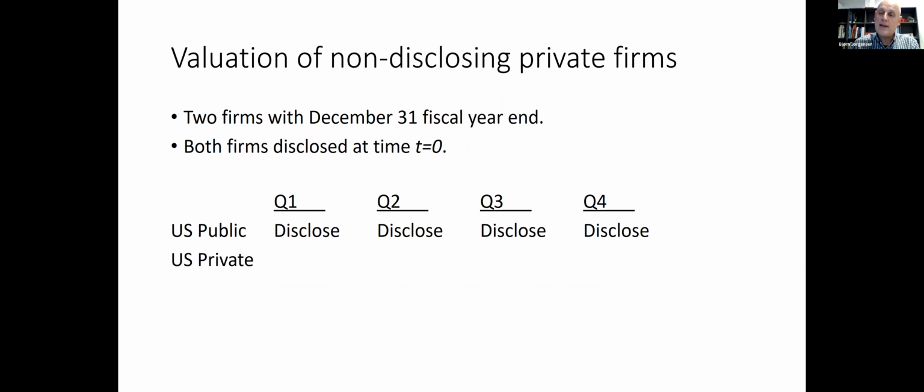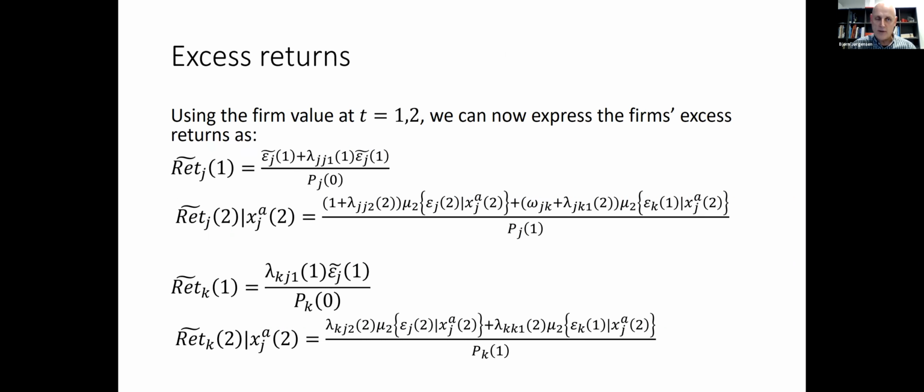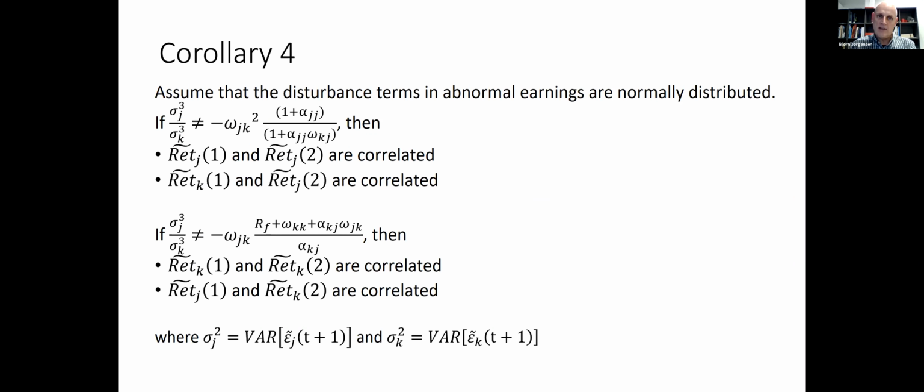But we show that, even though the private firm doesn't disclose, we know that clean surplus holds, and assuming parsimoniously that there's a linear information dynamic, we can derive a valuation formula, and then we can derive how stock returns behave when one firm discloses and the other does not. And what we find is that there are learning effects that lead to predictability in returns, even though this is a market that is informationally efficient. That result is in corollary form. The returns of each firm become correlated over time.